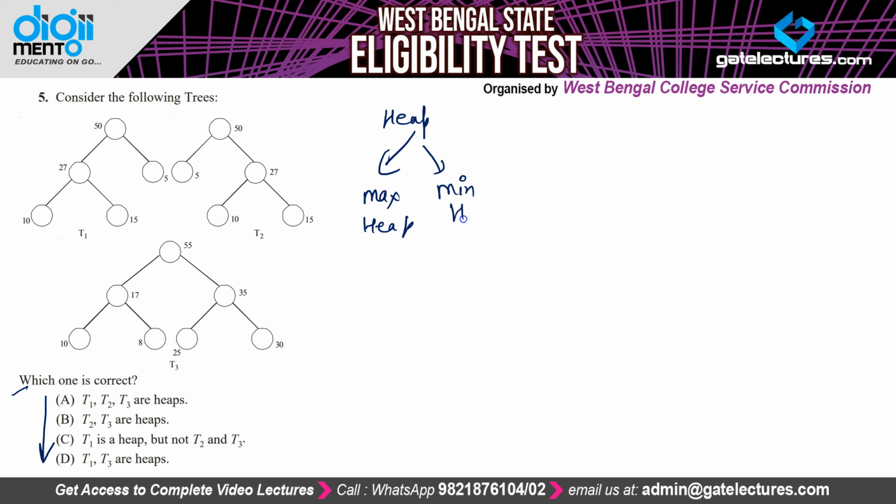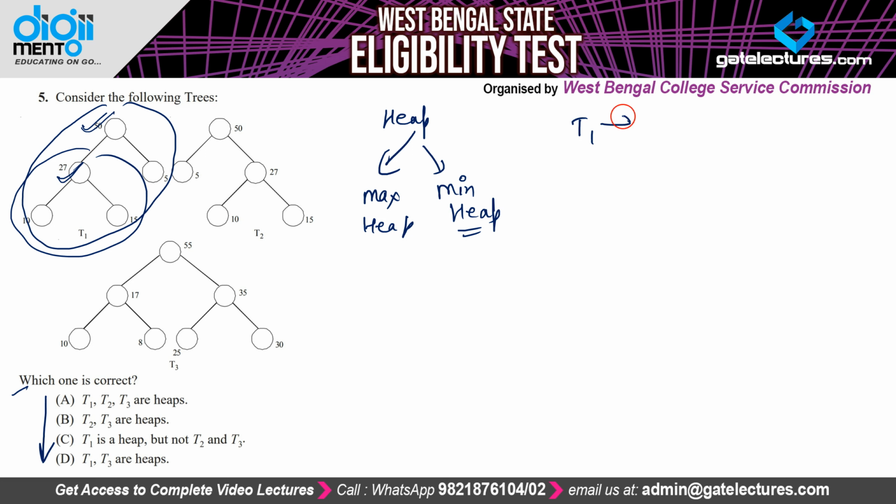Okay, so max heap means root always contains the maximum data. So in every subtree, root always contains the maximum data. Now here let us check tree number 1. So in the first tree, out of all the data, this is the maximum data, that is correct. Now here also the root is containing the maximum data, that is correct. So T1 is representing a max heap. So T1 is representing a heap, max heap.